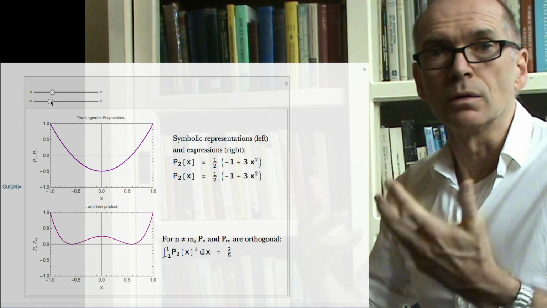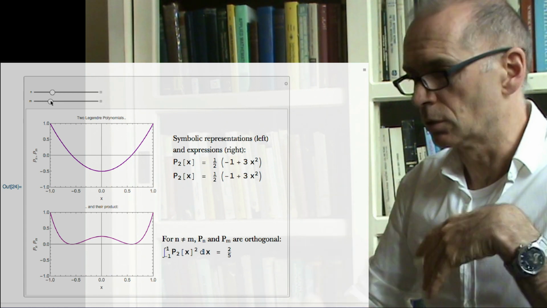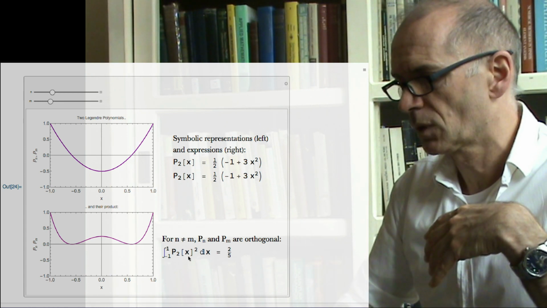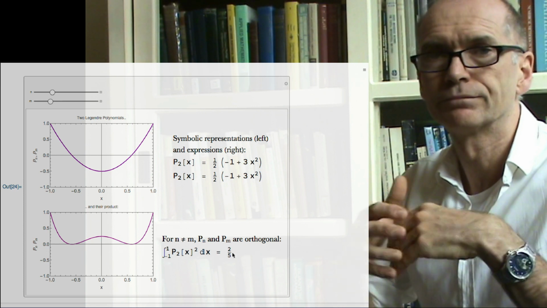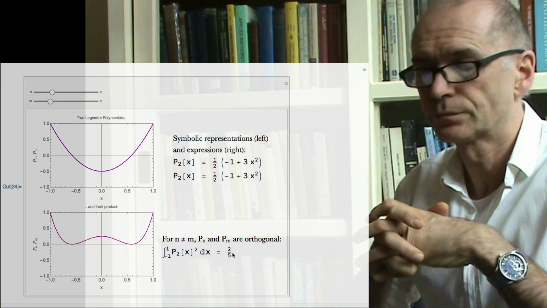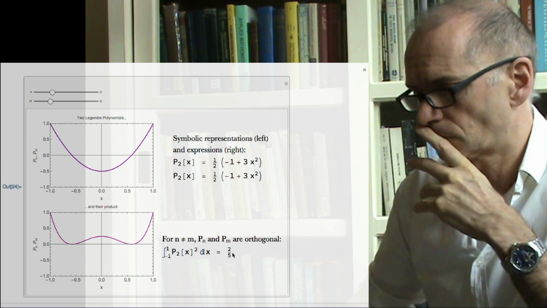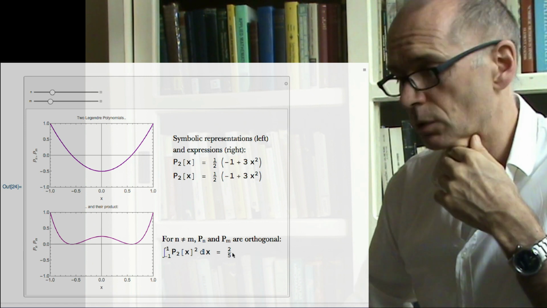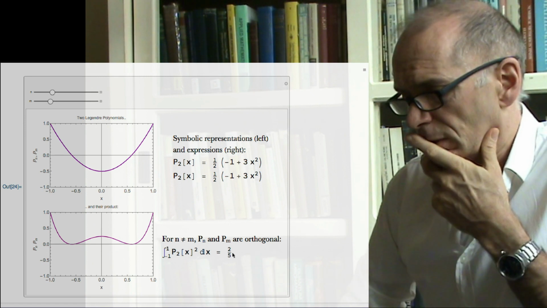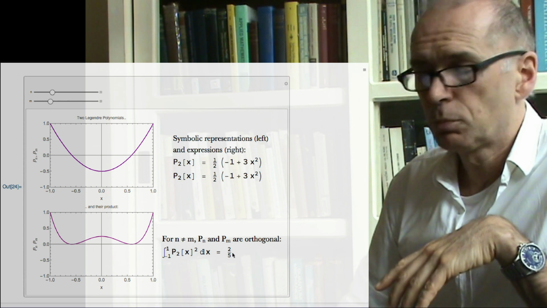And of course you get what is called a norm, the product of the function with itself, and we calculate the norm of it. So, the inner product of the function with itself. So those are the Legendre polynomials.